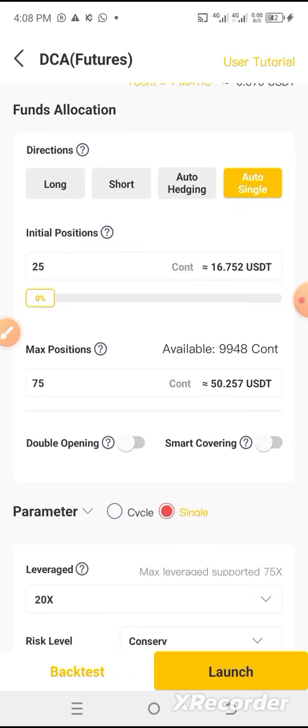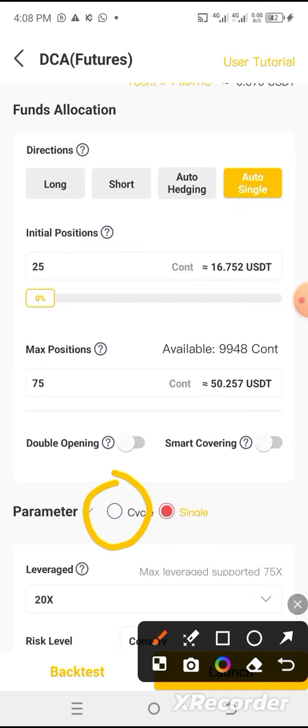Now, when you get here, you are putting this cycle. Simply means when it sells, buy again. Sell, buy, sell, buy, sell, buy. Then you make this auto single.